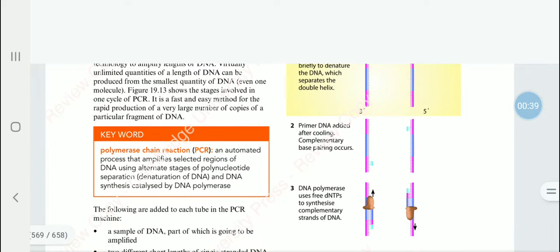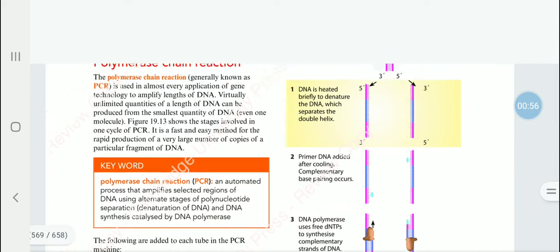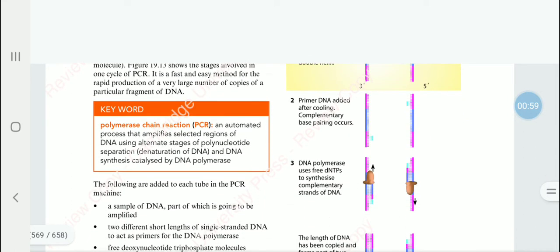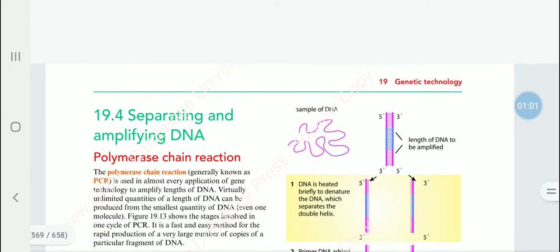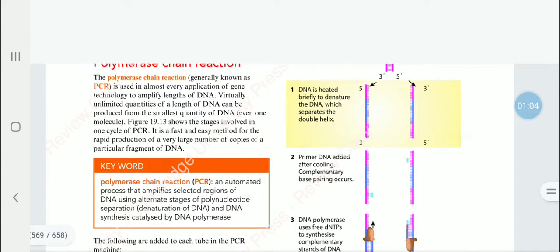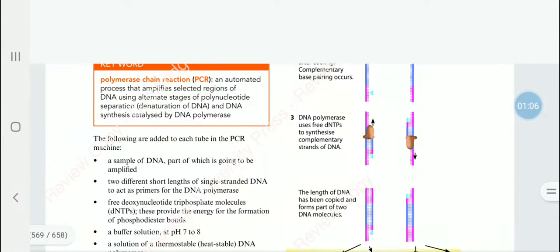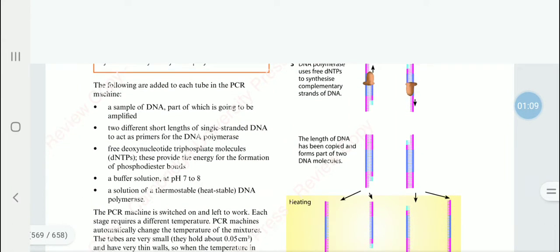This is an automated process that amplifies selected regions of DNA using alternate stages of polynucleotide separation, that is denaturation of DNA, and DNA synthesis catalyzed by DNA polymerase. Now in this DNA amplification module, this is done inside a PCR machine. Initially you have to put in a sample of DNA, part of which is going to be amplified.